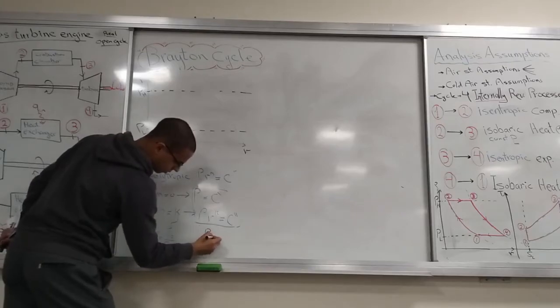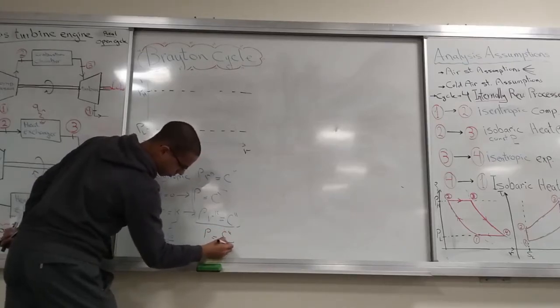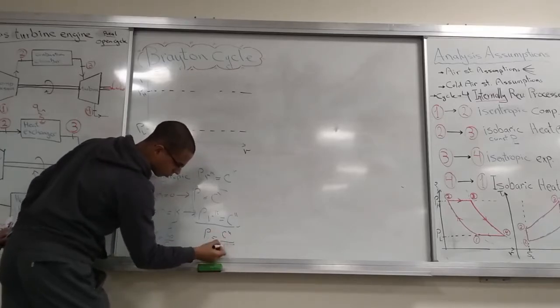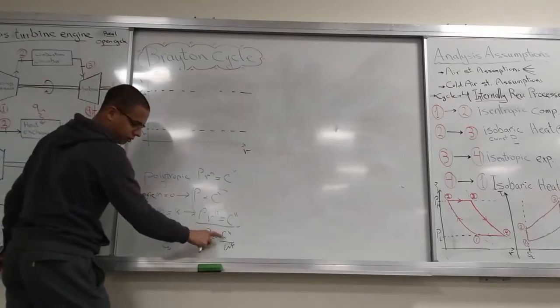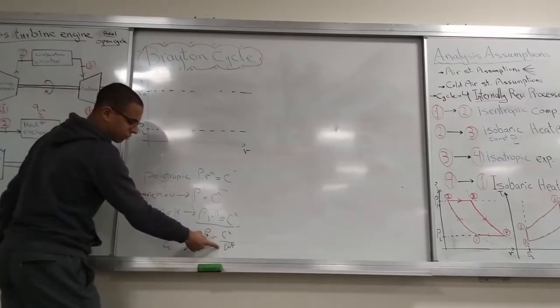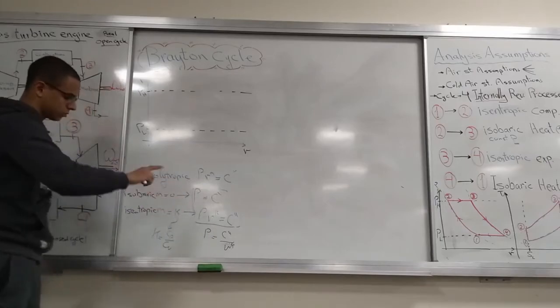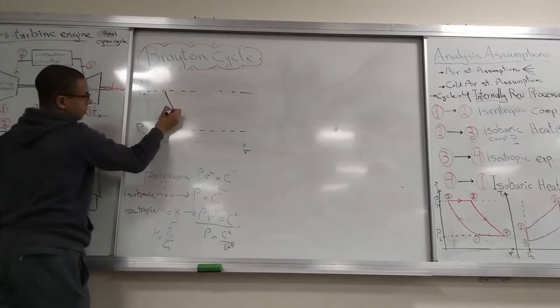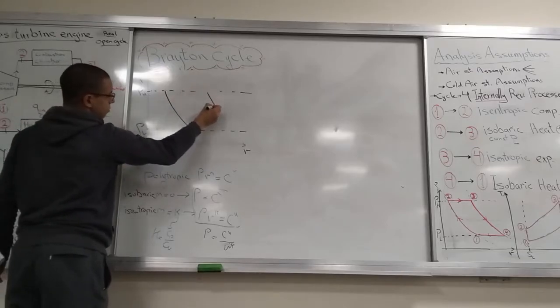P equals, the equation of the isentropic process equals constant over V to the power K. This is an inverse function, 1 over x, or 1 over x to the power K. So it's going to be represented by something like this.